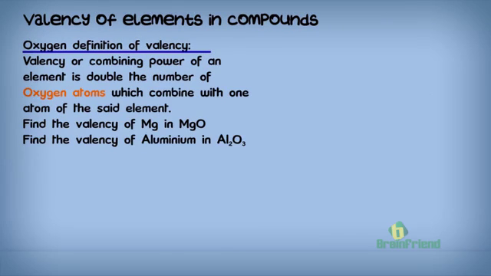Then we have the oxygen definition of valency. Here we just have a slight difference, but it's still easy to understand. It's defined as, we say, valency or combining power of an element is double the number of oxygen atoms which combine with 1 atom of the said element. So here it means that to know the valency of an element that is in combination with oxygen, we'll know the number of oxygen atoms and we double that number to get the valency of the element it's combined with. For example, find the valency of magnesium in magnesium oxide.